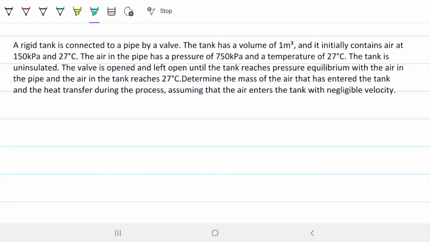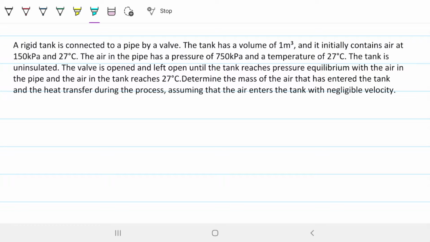So the problem statement reads like so. A rigid tank is connected to a pipe by a valve. The tank has a volume of 1 meter cubed, and it initially contains air at 150 kilopascals and 27 degrees Celsius. The air in the pipe has a pressure of 750 kilopascals and a temperature of 27 degrees Celsius. The tank is uninsulated. The valve is opened and left open until the tank reaches pressure equilibrium with the air in the pipe and the air in the tank reaches 27 degrees Celsius. Determine the mass of the air that has entered the tank and the heat transfer during the process, assuming that the air enters the tank with negligible velocity.